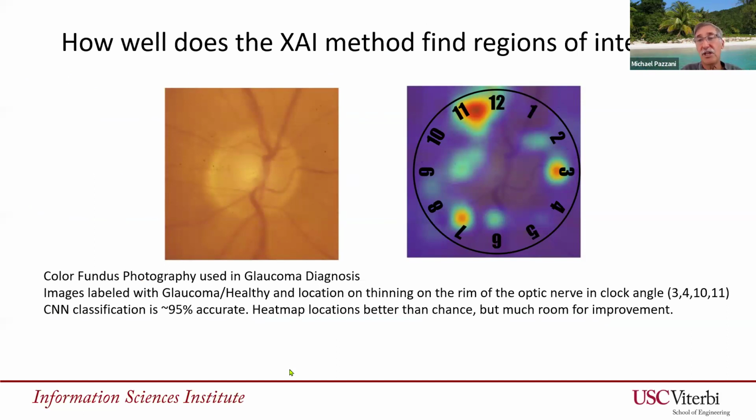So in ophthalmology, in glaucoma, they actually look at that circular optic nerve head and say things like, is there notching on it? And if so, where is that notching? So in the chart the ophthalmologist produces, they'll say things like there's notching at 3 o'clock, 4 o'clock, 10, and 11 o'clock. So then we can ask if our explainable AI system does things there. And even though we're able to get 95% classification, the heat maps are better than chance, but there's a lot of room for improvement as well. That is, we're not matching what the ophthalmologist is finding. I'll quantify that in some cases.